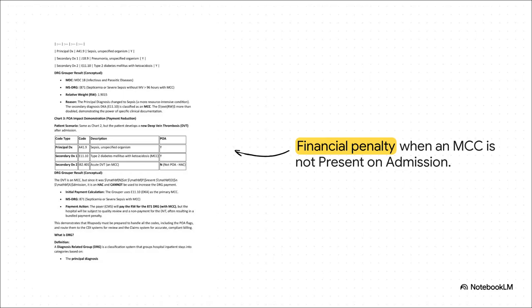But hey, remember this: the timing of these conditions is absolutely everything. The present on admission, or POA, indicator is your vital sign here. If a patient is admitted with sepsis and then 2 days later develops an acute deep vein thrombosis, which is an MCC, the POA indicator for that DVT will be N, meaning it was not present on admission. Because of this, it's considered a hospital-acquired condition. It literally cannot be used to increase the DRG payment, and your facility might even face a quality penalty.